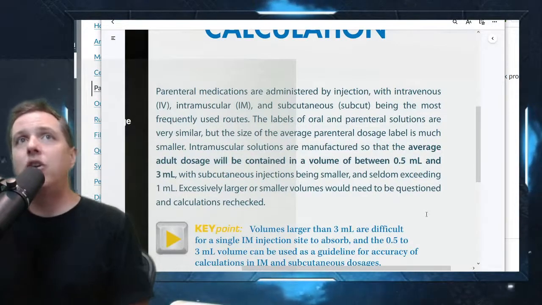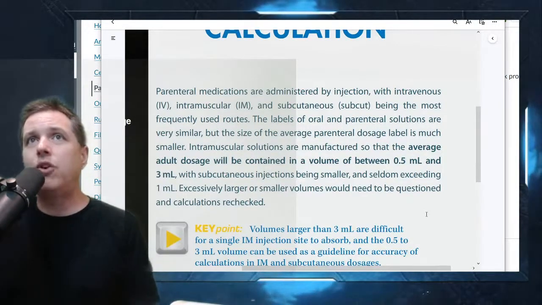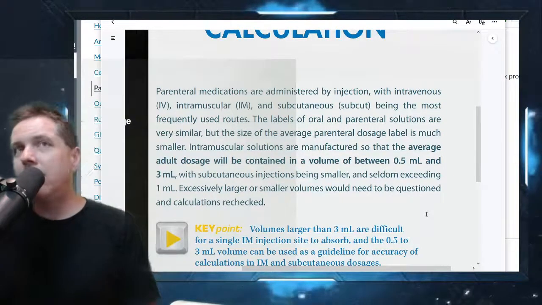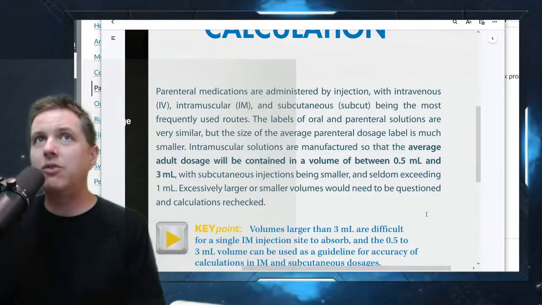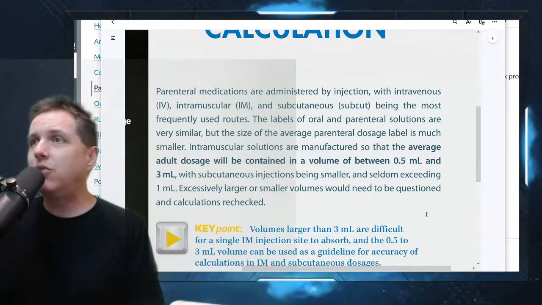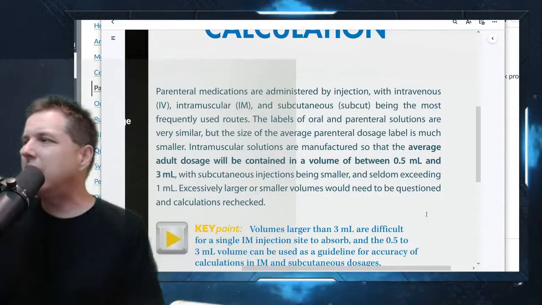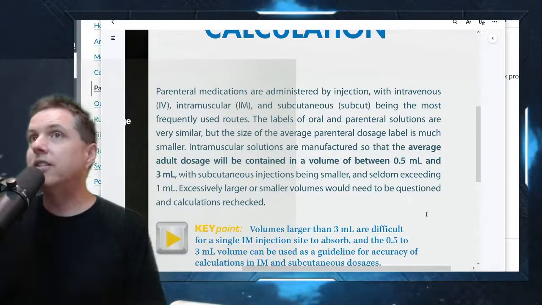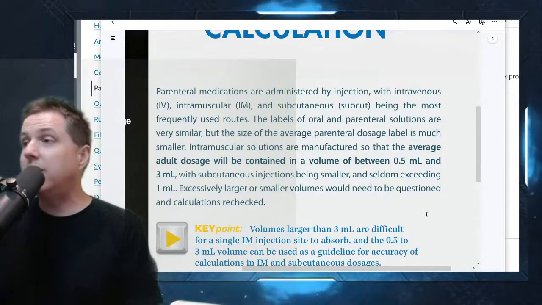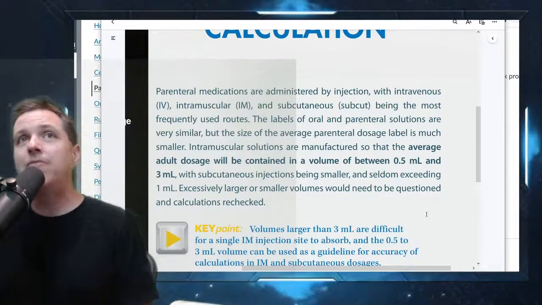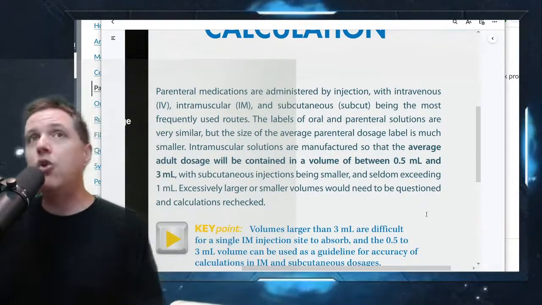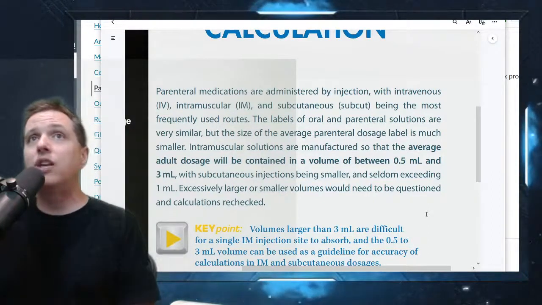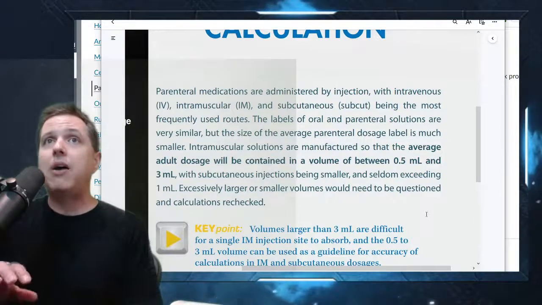And then here they let you know, excessively large or small volumes would need to have questions and calculations rechecked. In other words, if you're getting ready to do an injection and you're like, this is weird, this seems like too much medicine for what's going on, then stop and figure out what's going on. Is it a weird situation, or maybe a calculation was done incorrectly, or maybe you're misinterpreting the gradations on that particular syringe so that you're actually reading the wrong amount.